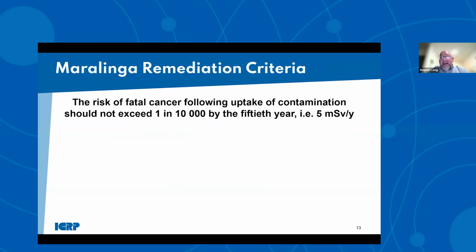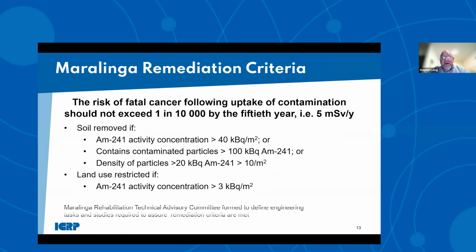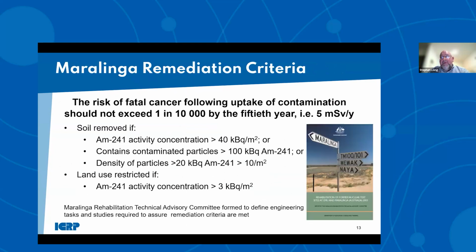So the criterion they ended up coming up with was that the risk of fatal cancer following uptake and contamination of plutonium should not exceed 1 in 10,000 by the 50th year for someone living on site. That is, the reference level is 5 millisieverts per year. The Maralinga Rehabilitation Technical Advisory Committee then used that reference level to determine actionable reference levels for the remediation.